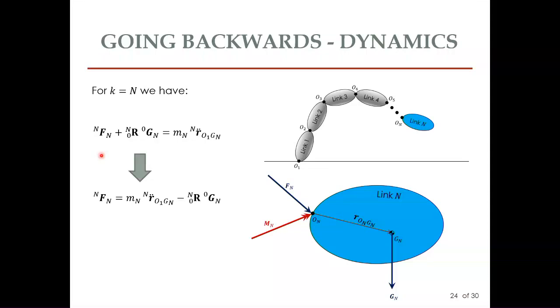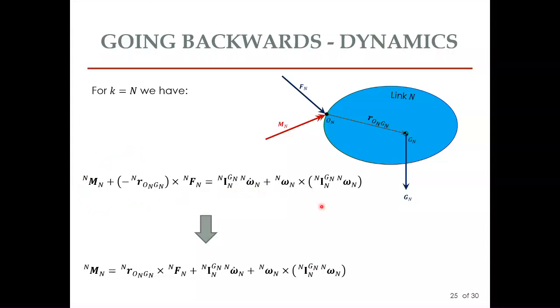Now let's look at the angular Newton-Euler equation. On the left side is the sum of moments about point Gn, and on the right side is h dot about Gn. Sum of moments equals h dot. The sum of moments would be this pure moment, Mn. I'm writing this equation in frame n.